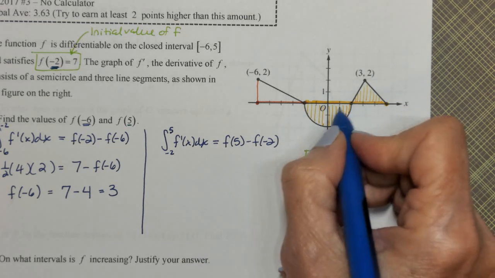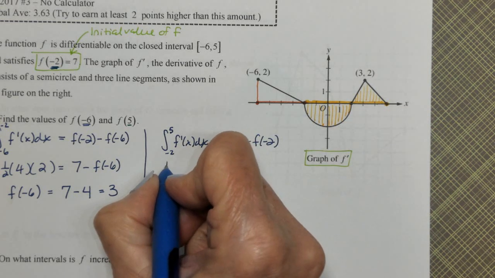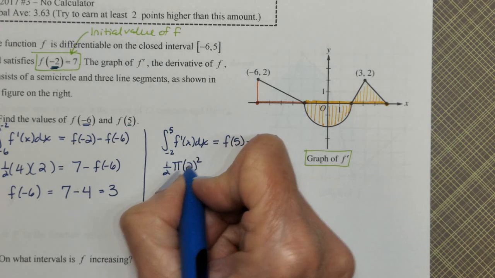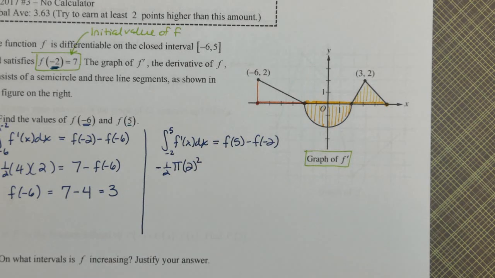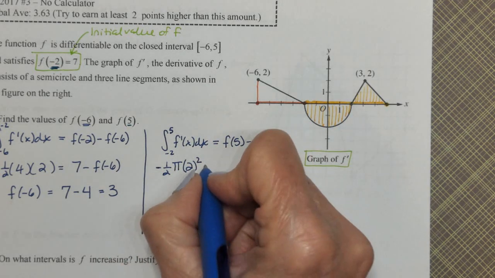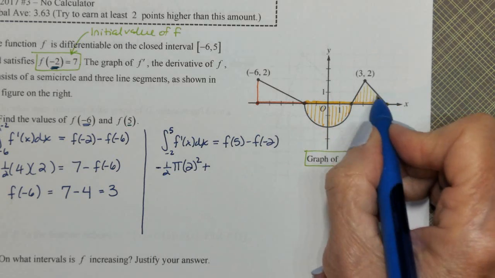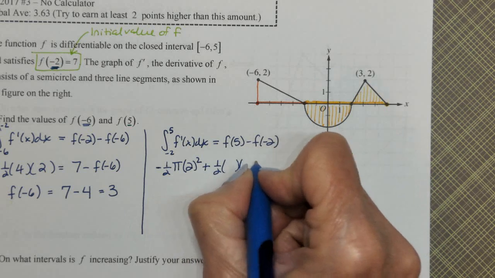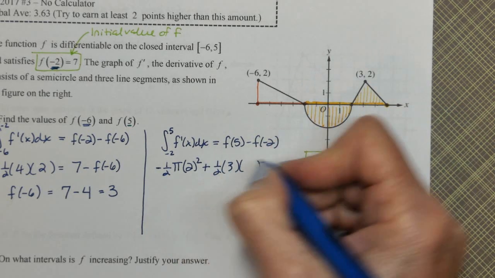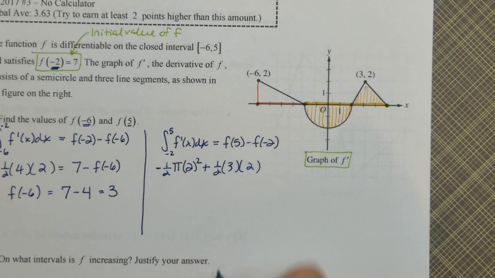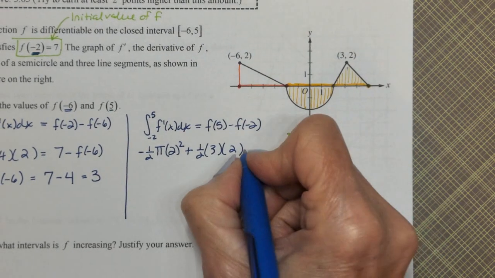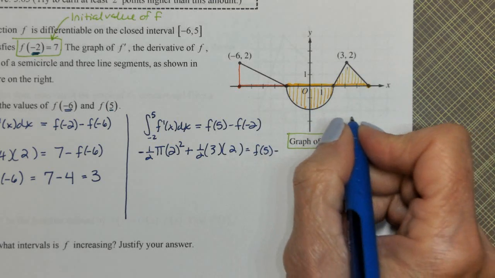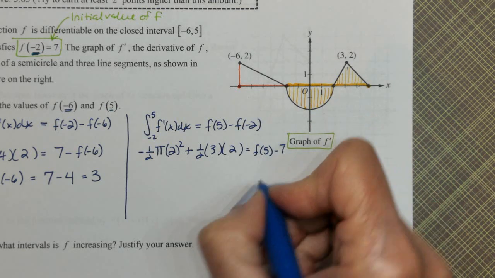So below the x-axis, that's half of a circle, so 1/2 pi r squared, where r is 2. And I make that negative because it's below the x-axis. And then I add to that this triangle, 1/2 base times height. The base is 3, the height is 2. That's the integral. And this is equal to f of 5, which we're looking for, minus f of -2, which was given to us to be 7.